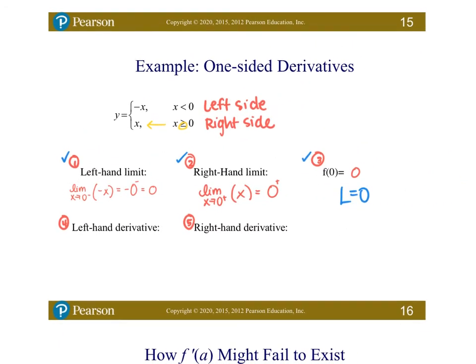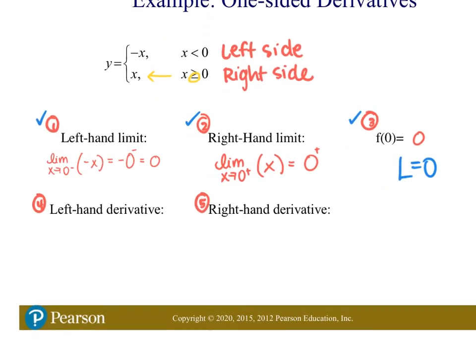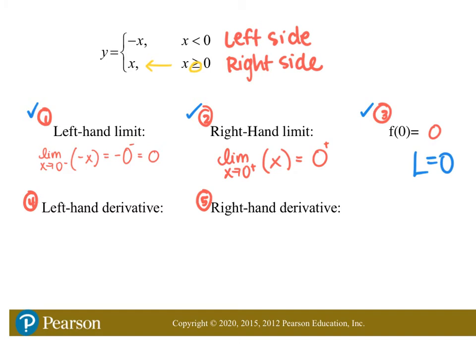Now I'm going to move on to the left-hand derivative. So I'm going to take the limit as x approaches 0 minus, and now I need to take the derivative of negative x. Negative x is the constant multiplier rule. We understand that there's a negative 1 right there. And so the derivative of negative 1x is just the value negative 1. And that's a constant, and so we get negative 1.